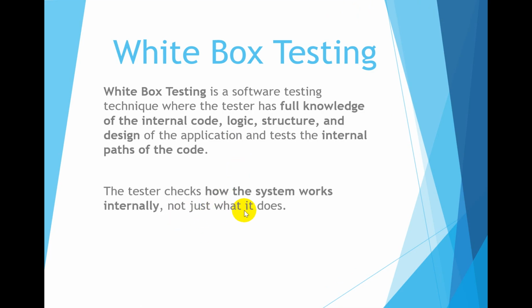Here the tester checks how the system works internally, not what it does. We don't go for the UI functionality and what the UI responds with. No, that's not it. We go for the APIs, we validate the APIs, we perform API testing, we go for automation, we validate, we do the assertion, we add assertion techniques, we inspect the element, we interact with the element. These are the testing techniques: automation testing, API testing.